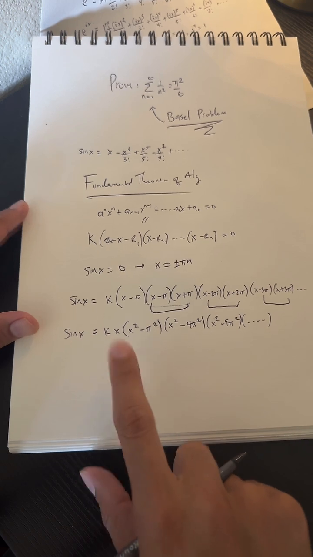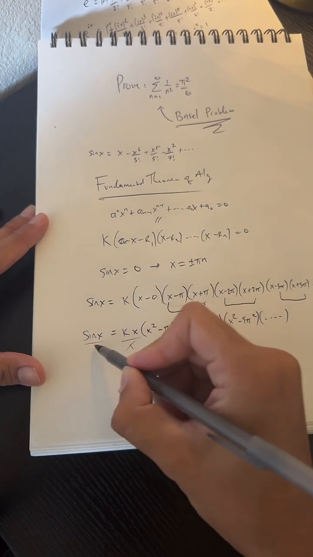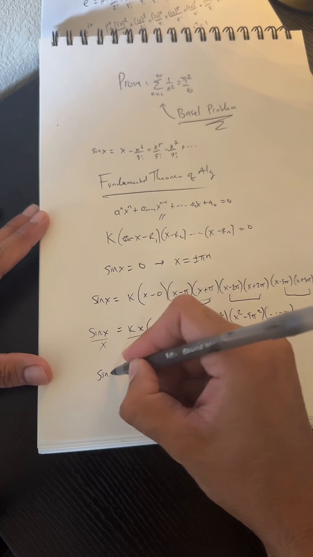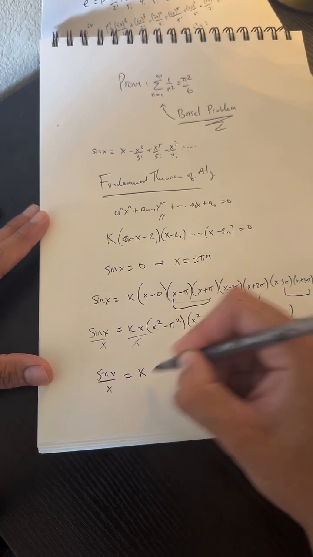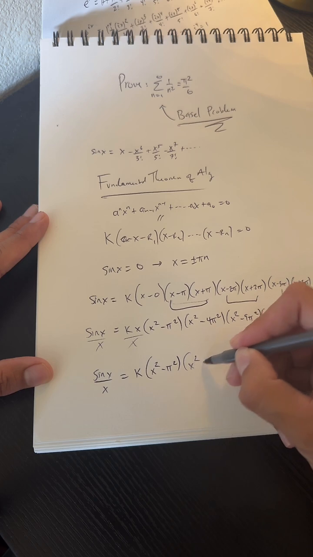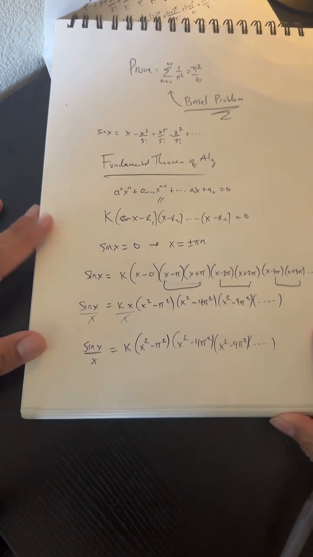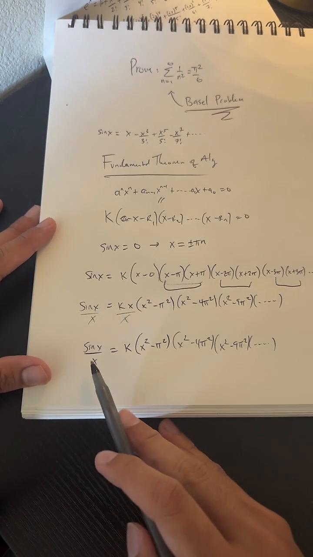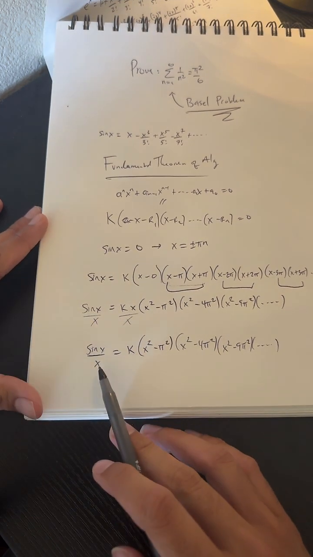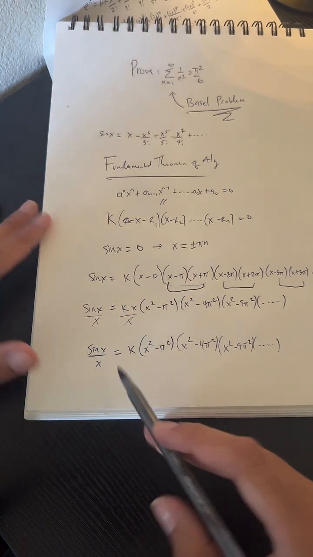All right, so before we do that, we're going to go ahead and divide both sides by x so that we have sine of x over x is equal to the constant k times x squared minus pi squared, x squared minus 4 pi squared, x squared minus 9 pi squared, on and on and on. This is so exciting. If you recognize this, this is a very, very unique limit. Or not a limit yet, but this is a function or a trigonometric limit that we should know.